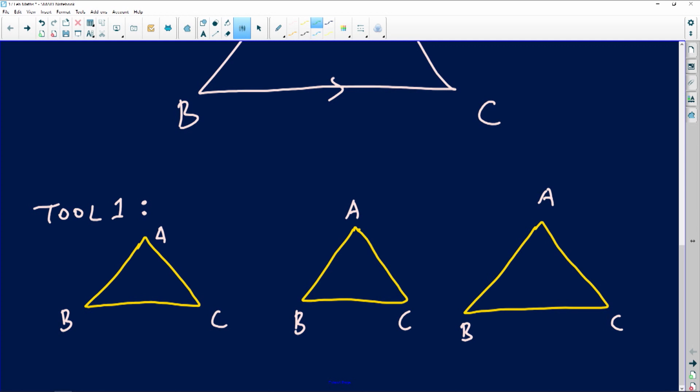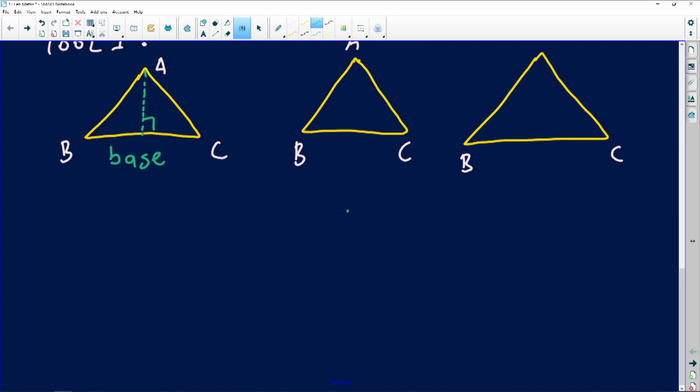Now, if I decide I want the base, the bottom part, which is BC, to be the base of my triangle, the height has to be perpendicular to the base. So it must start at point A, and it's going to be like this. This is the height of the triangle. In this context, the area of triangle ABC will simply become half the base, which is BC, multiplied by height. That is the first one I wanted you to pay attention to. Please keep that in mind.